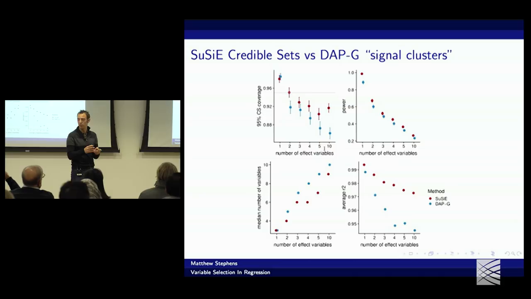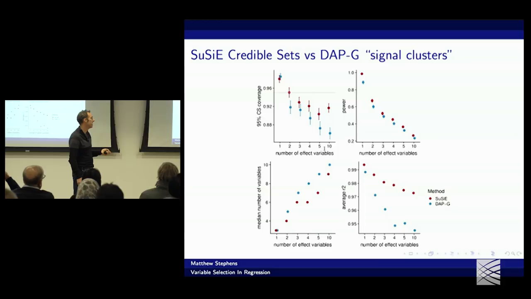And you can see that the red dot is always above the blue dot. That means that more of the true signals are included in a set. This is the size of the set. So you'd like the sets to be as small as possible. So this is how many variables are included in a set. That's the median across simulations.